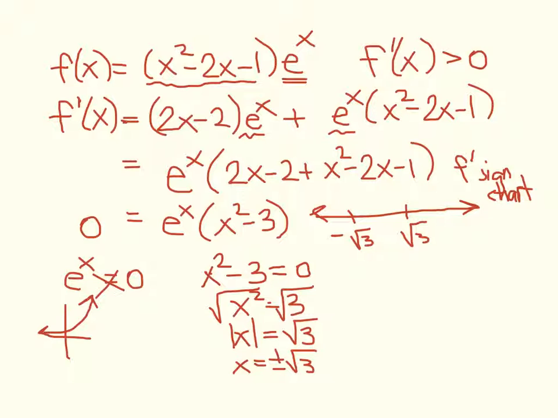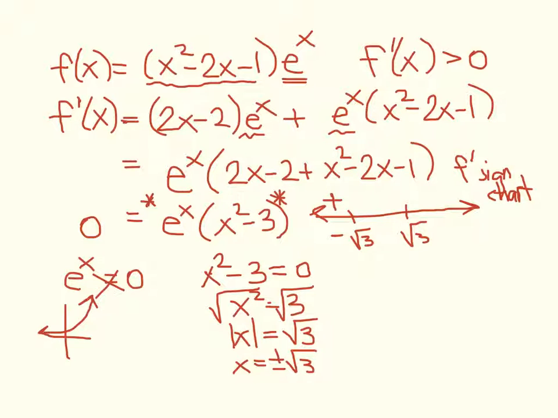So negative radical 3, if I were to choose a value less than negative radical 3, let's say negative 2, and I substitute that back here into the original derivative. So negative 2 squared is 4, 4 minus 3 is 1, positive, and e to the negative 4 is positive, so it's going to be positive.